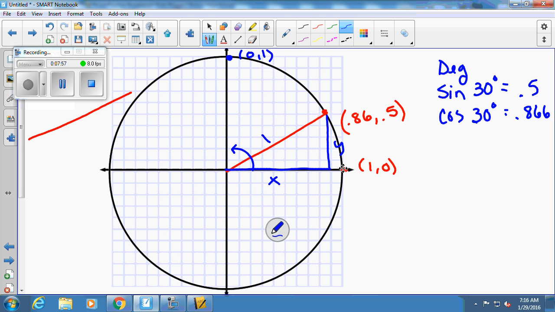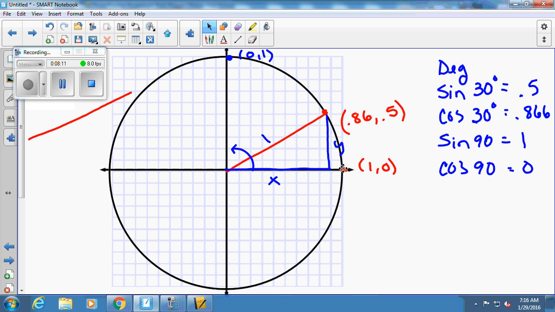Okay. Sine of 90 degrees. See what you get when you take the sine of 90 degrees. You got 1. Cosine of 90 degrees, what'd you get? You got 0. Okay, so it looks like it's working. What's working? From these two examples, you guys ready? What do we find out?